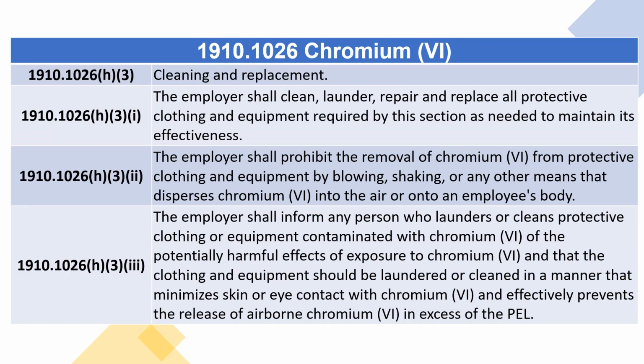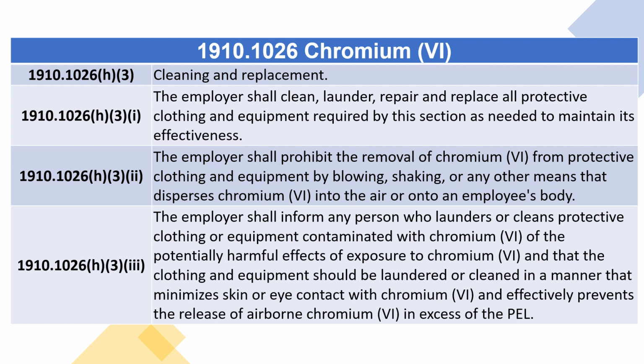1910.1026(h)(3) Cleaning and replacement. 1910.1026(h)(3)(i) through (h)(3)(iii). The employer shall clean, launder, repair, and replace all protective clothing and equipment required by this section as needed to maintain its effectiveness. The employer shall prohibit the removal of chromium (VI) from protective clothing and equipment by blowing, shaking, or any other means that disperses chromium (VI) into the air or onto an employee's body.